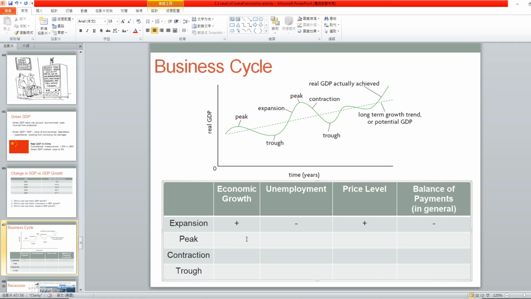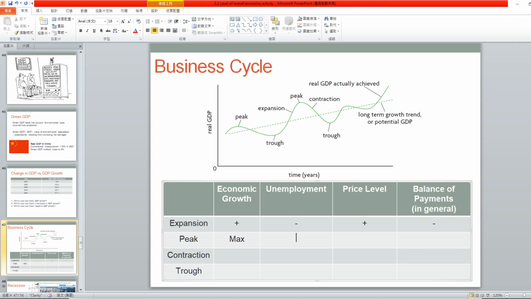So here, when it is going to the peak, are we still going to see economic growth if we are at the peak? Why not? It is at the highest. I would say it is at the maximum level. So economic growth will remain constant.